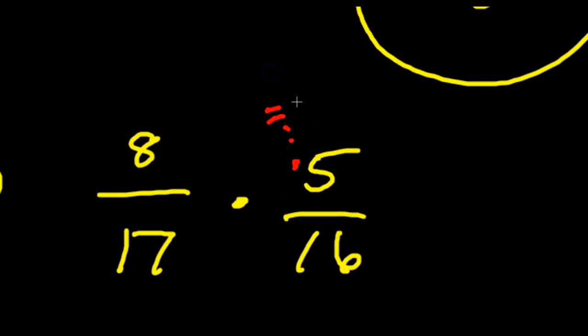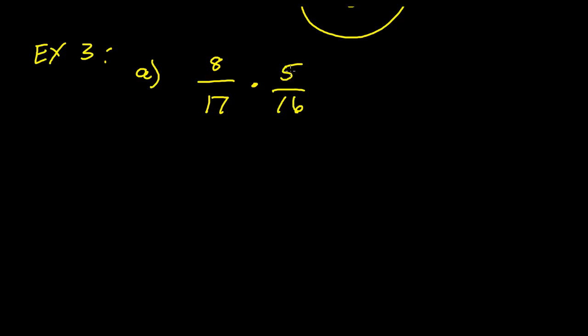5 and 17, oh, what have I done? Hang on a minute. 5 and 17 are what we call relatively prime. All right, can't cross cancel anything here. But 8 and 16, yeah, we can do some surgery there. Right, so let me erase this and try again.